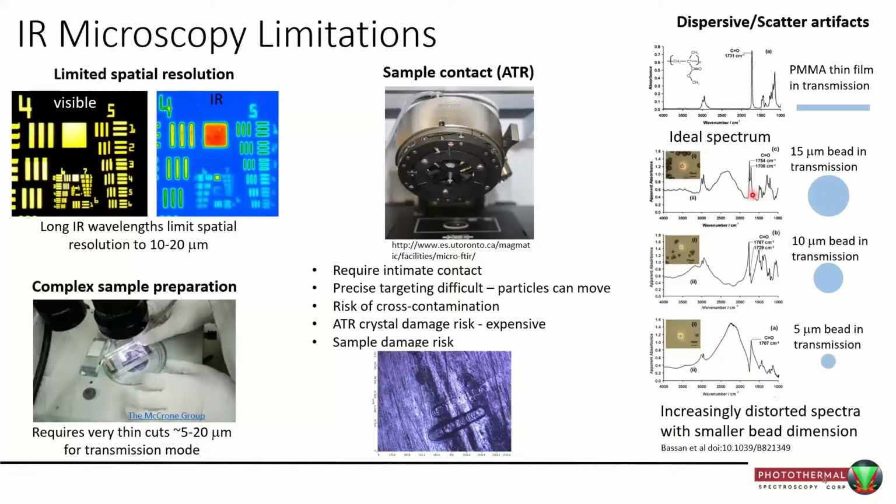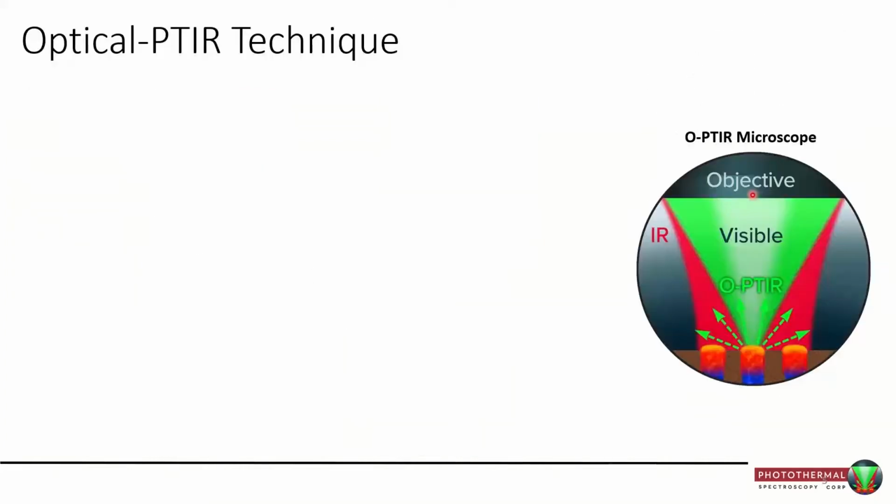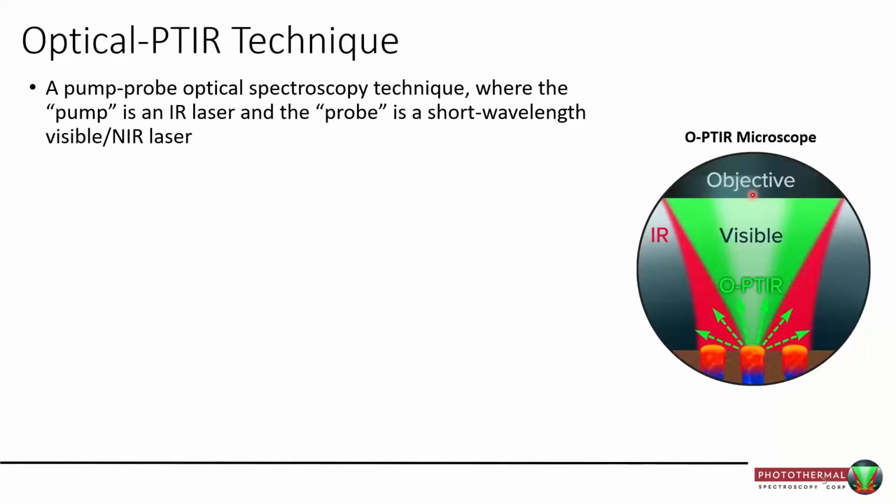So I've been calling these accepted limitations because that's just how it is. There's not much you can do about it. These are fundamental limitations. But a lot of those, in fact, all of those that I've mentioned there are now overcome with optical photothermal infrared.